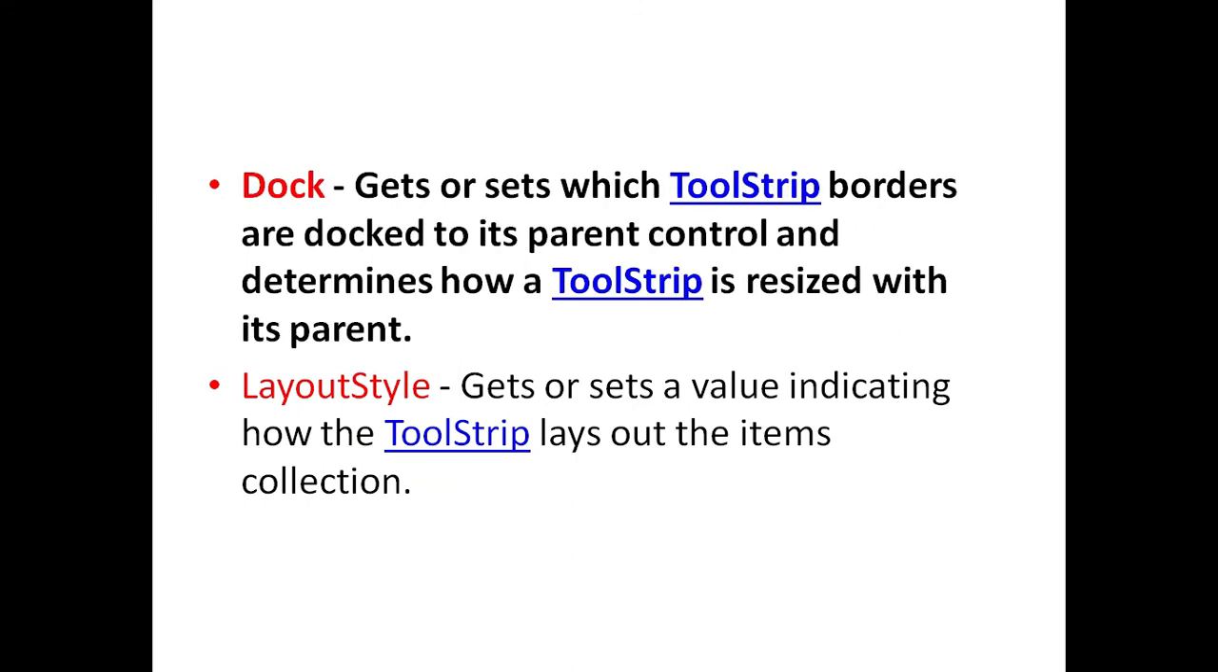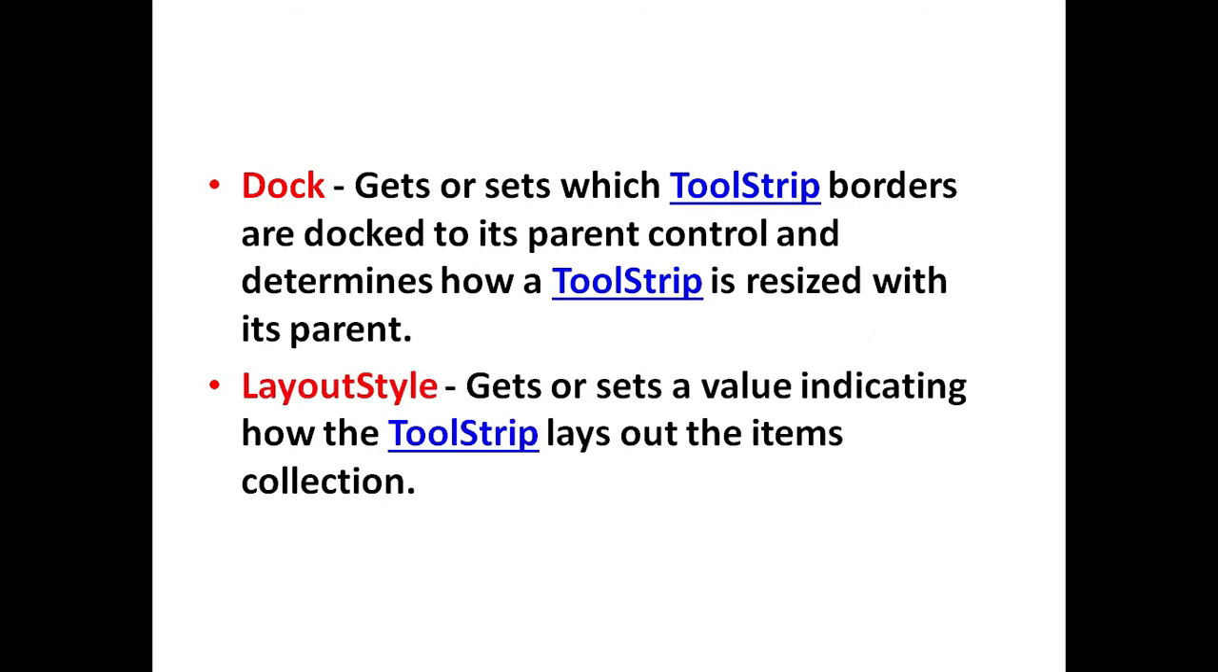Dock property is used to get or set which toolstrip borders are docked to its parent control and determines how a toolstrip is resized with its parent. Layout style is used to get or set a value indicating how the toolstrip lays out its item collection.